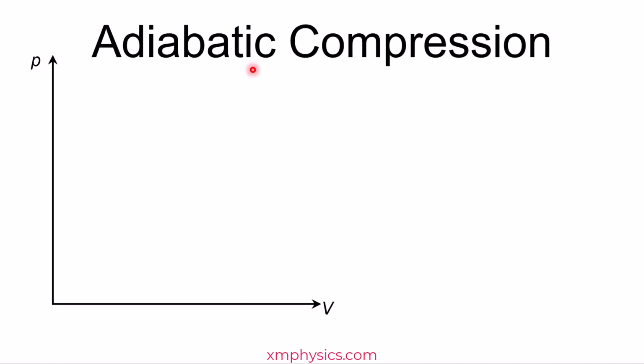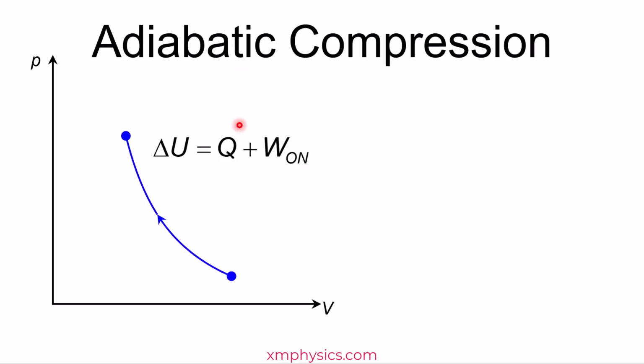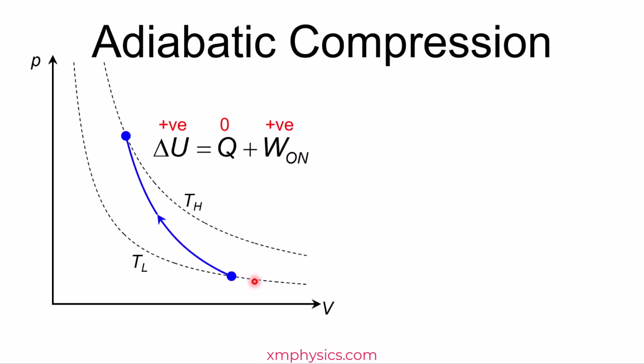Now the last one, adiabatic compression. What does adiabatic mean? It means no heat exchange. Since it's a compression, the PV diagram will look like this. Because it's adiabatic, by definition, Q is zero. But the gas got compressed, right? So work done on the gas is positive. If Q is zero and work done on the gas is positive, delta U must be positive. This means in an adiabatic compression, the gas must always become hotter. So your gas must have gone from a lower isotherm to a higher isotherm.